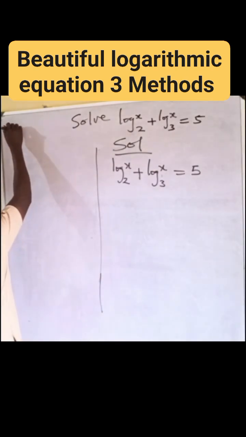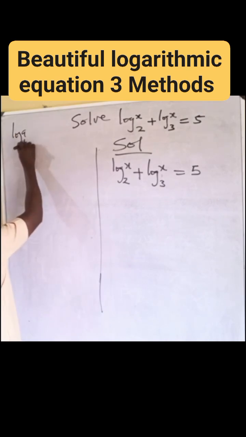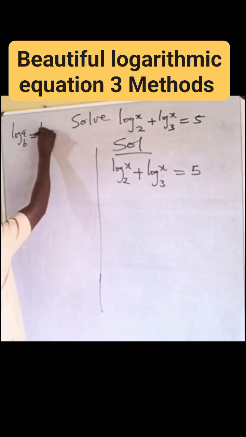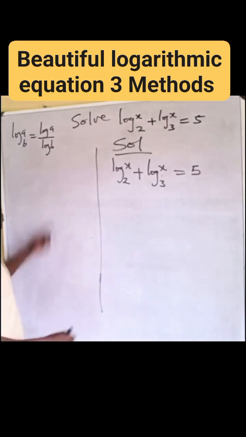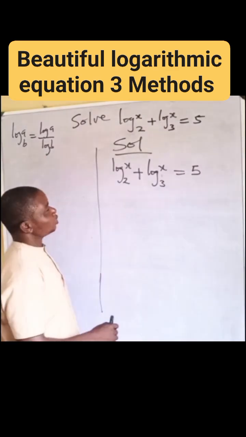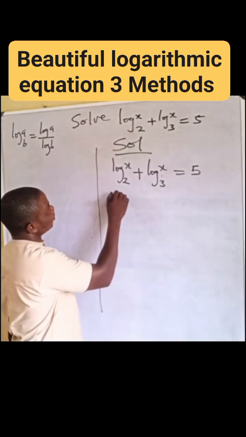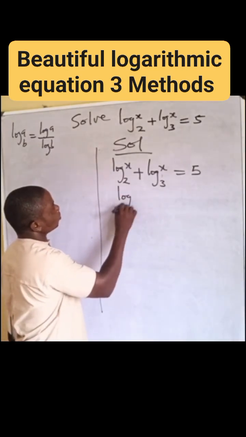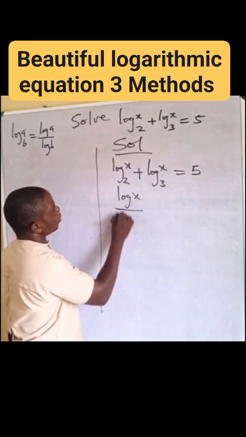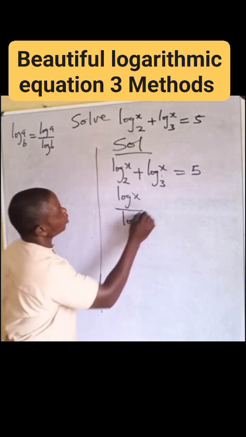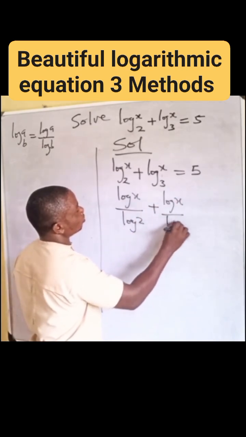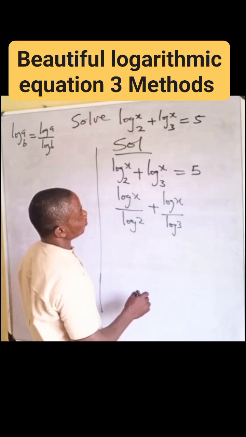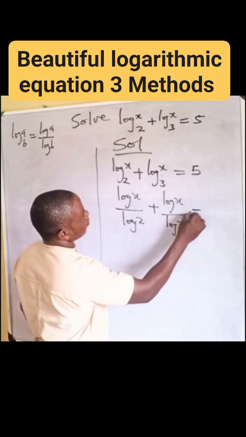Let us consider this law: if you have log a base b, this can also be written as log a over log b. Let's apply this first and see what the result will be. So this will give us log x over log 2 plus log x over log 3 is equal to 5.